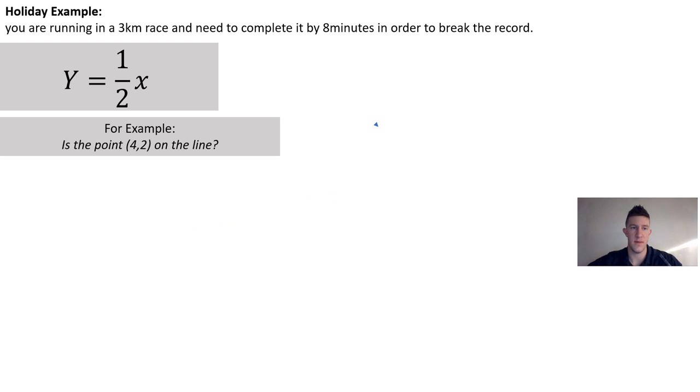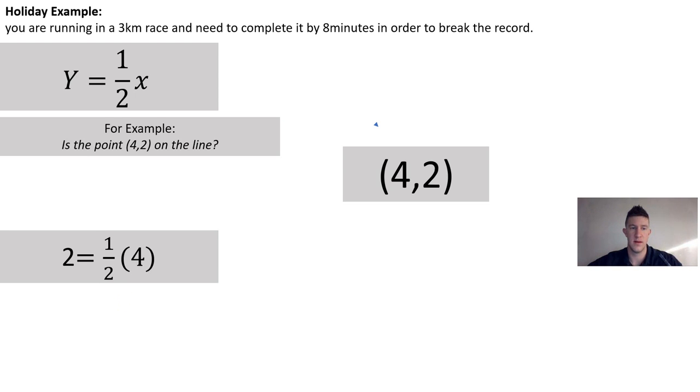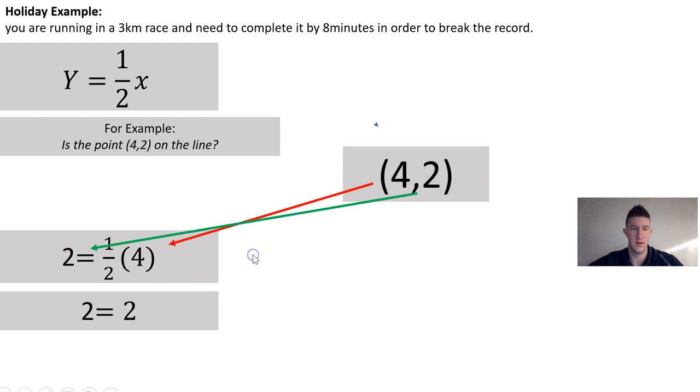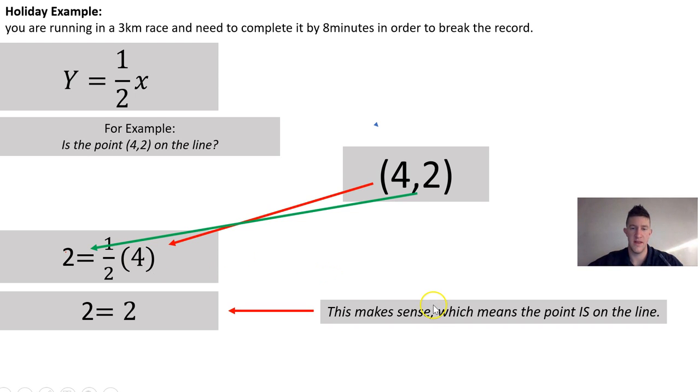However, if I have this point, I do the same thing. I plug it in. 2 is my y value over here. 4 is my x value. I plug this in. I get 2 is equal to half of 4, which is 2. So 2 equals 2. This does make sense, right? Because 2 is definitely equal to 2. That tells me that the point is on the line. So if I substitute x and y into the equation, and the left-hand side equals the right-hand side, then it is on the line. If the left-hand side doesn't equal the right-hand side, it's not on the line. So that's the algebraic method.